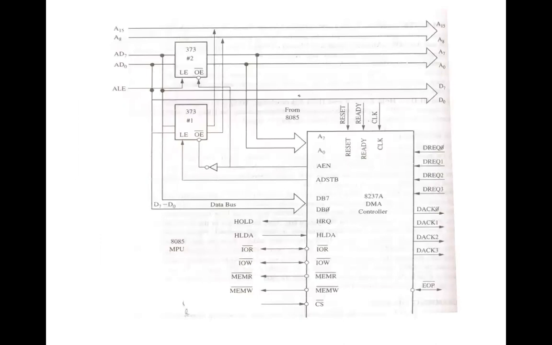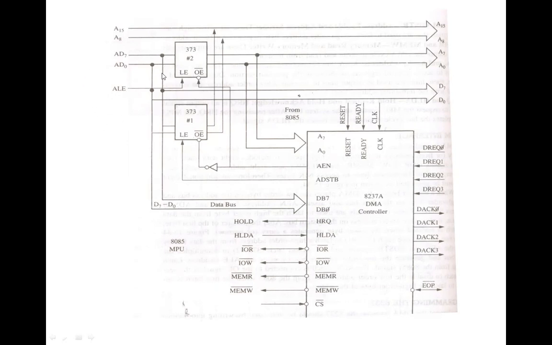This is the way of interfacing the 8237 with the 8085 microprocessor. In this interfacing, it is very clear that it is using two latches. One latch is latch number 1, and this is latch number 2, and both are the same latch, 73. That is the configuration of that particular latch. It has two pins: latch enable and output enable.